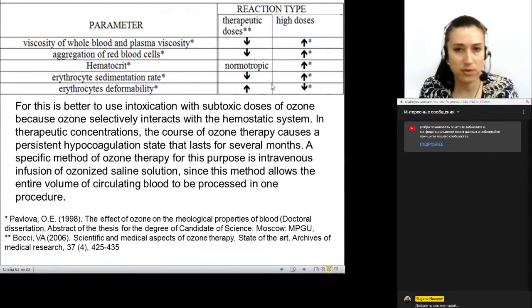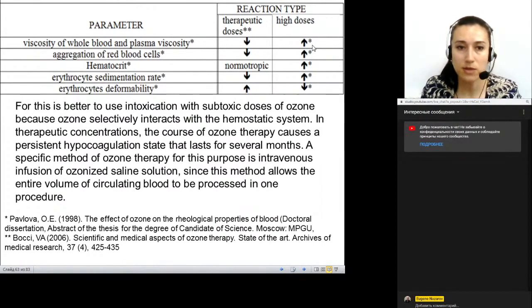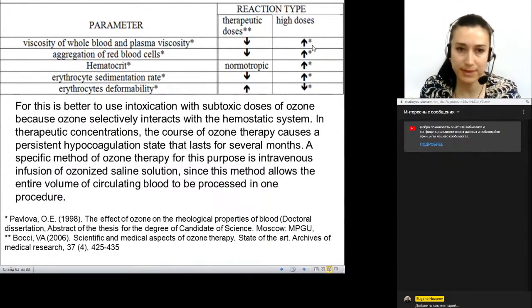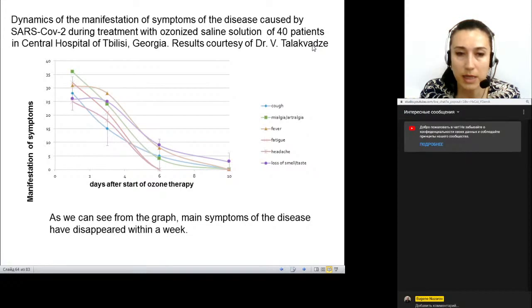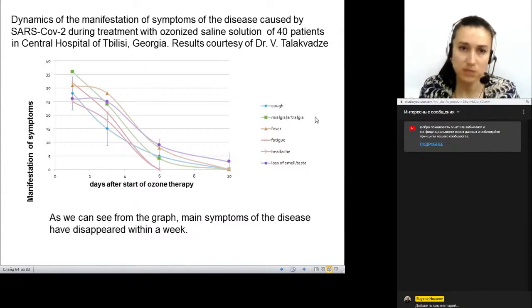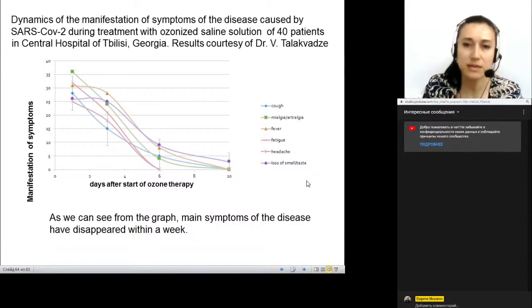A specific method of ozone therapy for this purpose is intravenous infusion of ozonized saline solution, since this method allows the entire volume of circulating blood to be processed in one procedure. Here is the dynamics of the manifestation of symptoms of the disease caused by the SARS-CoV-2 virus during the treatment with ozonized saline solution of 40 patients in the Central Hospital of Tbilisi. This example comes from Georgia. As we can see from the graph, the main symptoms of the disease disappeared within a week.